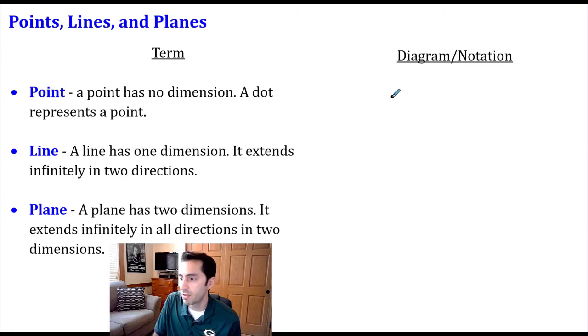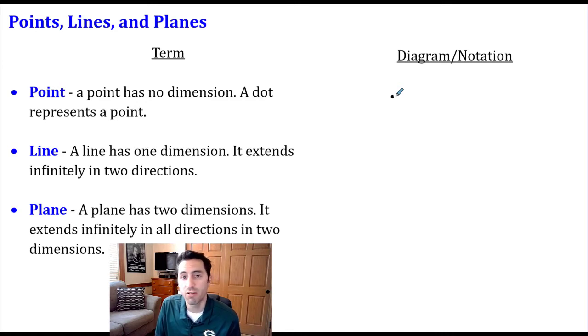Now, I did say in the description that a point has no dimension, but when I look at the point that I've drawn, it definitely has some area. It has a little bit of width, it has a little bit of height. However, this is just a representation. This isn't actually what a point is. A point has no dimension. If we were to draw it, we wouldn't be able to see it. But in our physical world, our representation is just a dot.